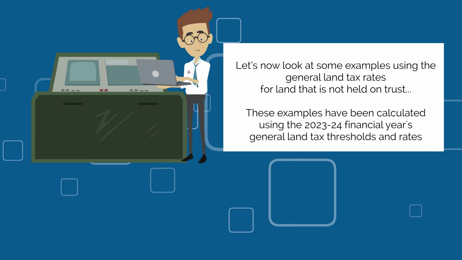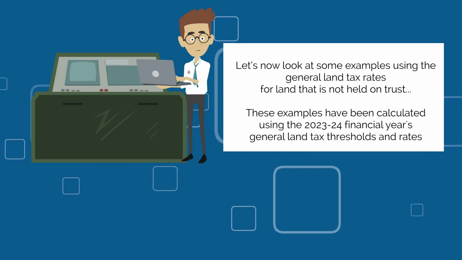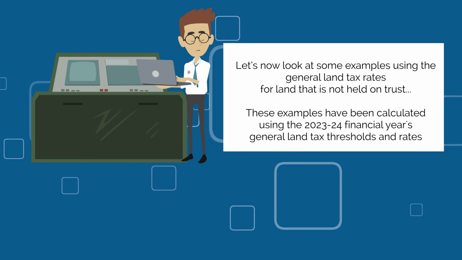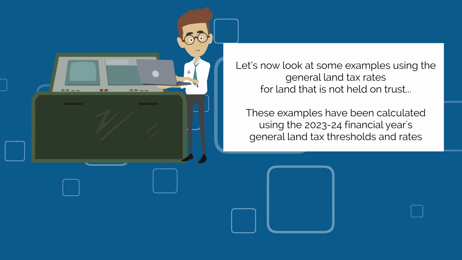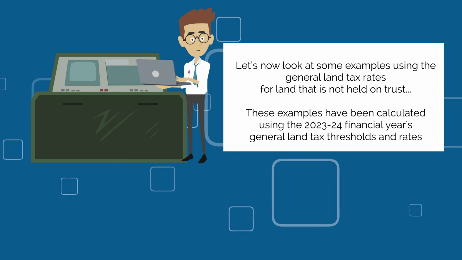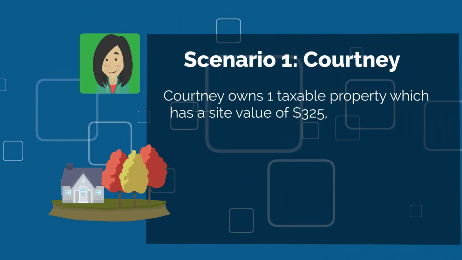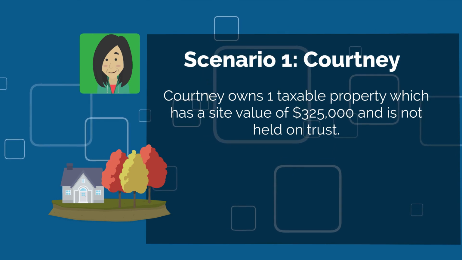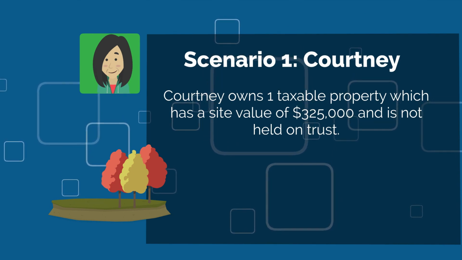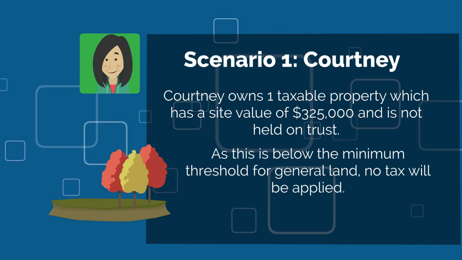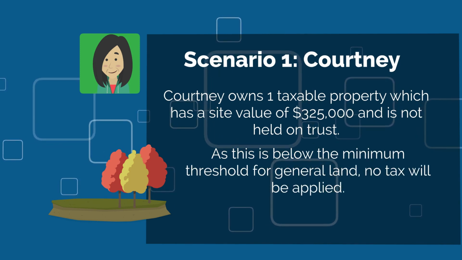Let's now look at some examples using the general land tax rates for land that is not held on trust. These examples have been calculated using the 2023-24 financial year's general land tax thresholds and rates. Courtney owns one taxable property which has a site value of $325,000 and is not held on trust. As this is below the minimum threshold for general land, no tax will be applied.